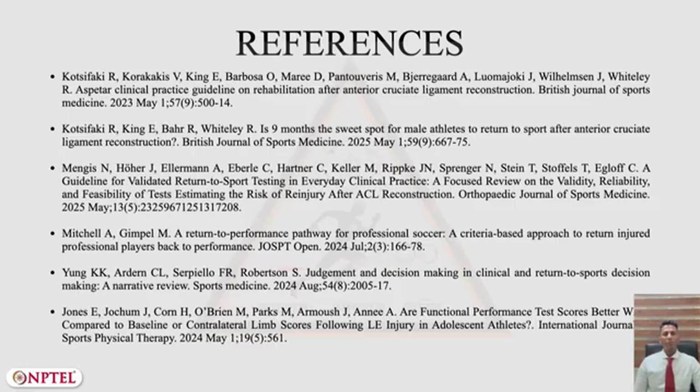Key papers include Kotsifakis, ASPETA guidelines, studies on the 9-month rule, and recent reviews of validity and feasibility in clinical testing. Together, they confirm that structured functional testing is central to safe return to sports clearance.